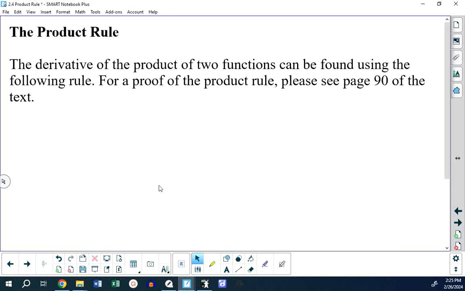So the derivative of a product of two functions can be found using the following rule. I think I've got time today, and I will show you the proof of it. We'll talk about how you can prove it, because I think when you get to post-secondary, it would be something you would be expected to do.